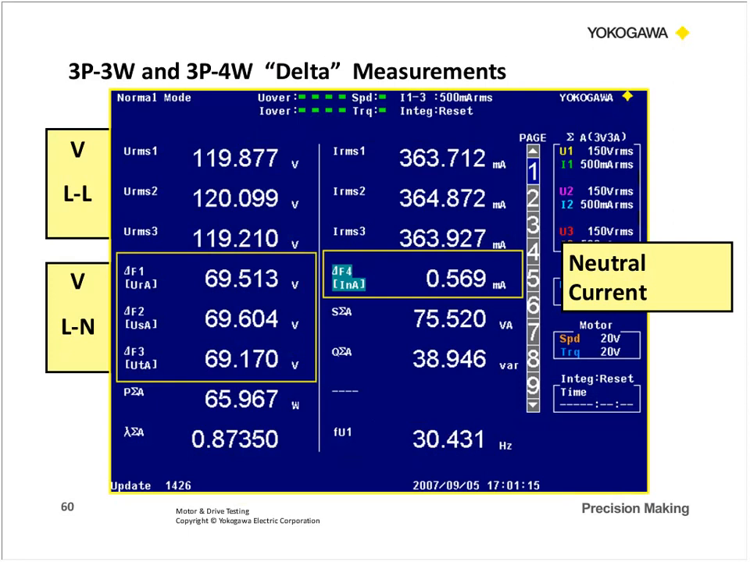So our delta measurements, again, our line-to-line voltages measured about 119 volts. Line-to-neutral, we're using about 69 volts there. I do have some neutral current circulating, and I got balanced currents here. The drive is running kind of slow at 30 hertz. So there are some measurements that you can make.